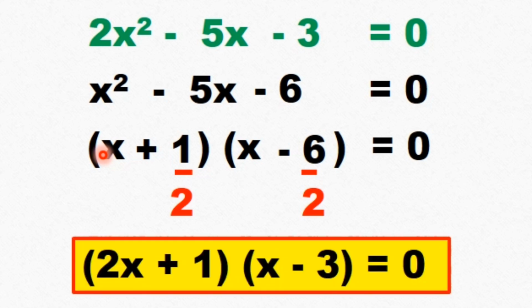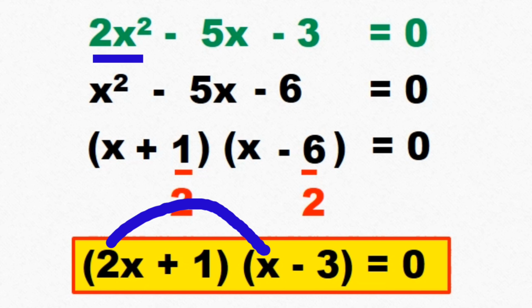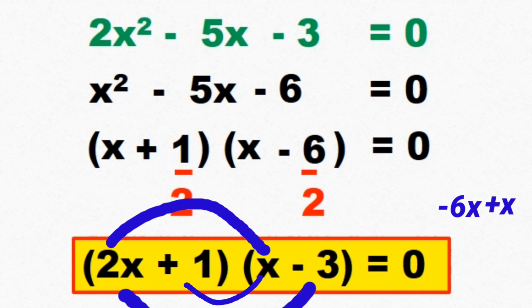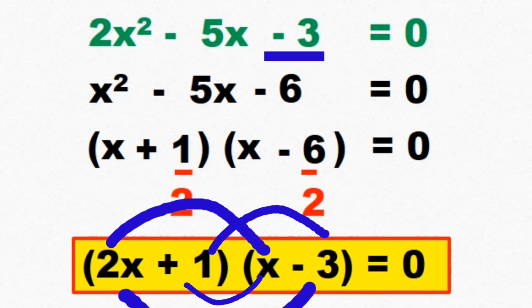So the answer is the quantity of 2x plus 1 times the quantity of x minus 3 is equal to 0. Checking by FOIL method, 2x times x equals 2x squared. 2x times negative 3 is negative 6x. Positive 1 times x is positive 1x or just x. Negative 6x plus x equals negative 5x. Positive 1 times negative 3 is negative 3.